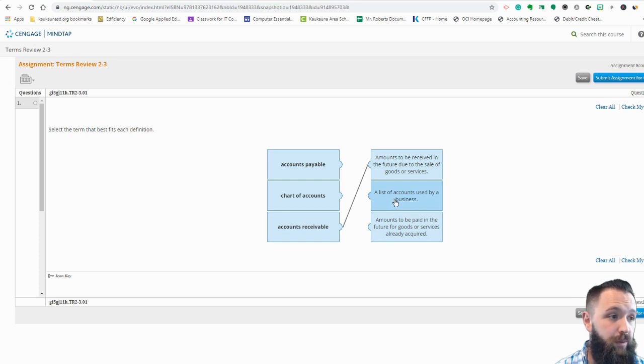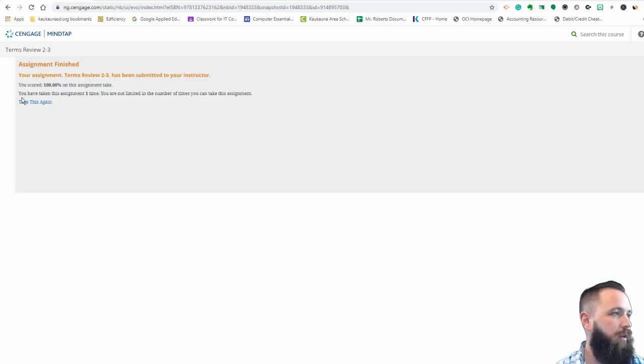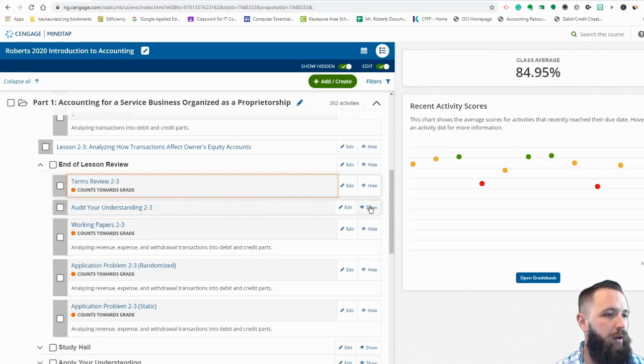A list of accounts used by a business, that's a chart of accounts. Amount to be paid in the future for goods or services that were already acquired, like buying supplies on account. That's going to create an accounts payable. Let's submit that for grading. Hey, 100%. Okay. Pretty straightforward.